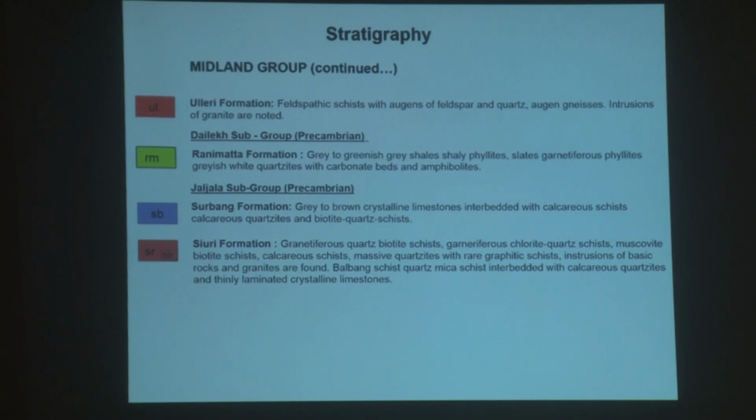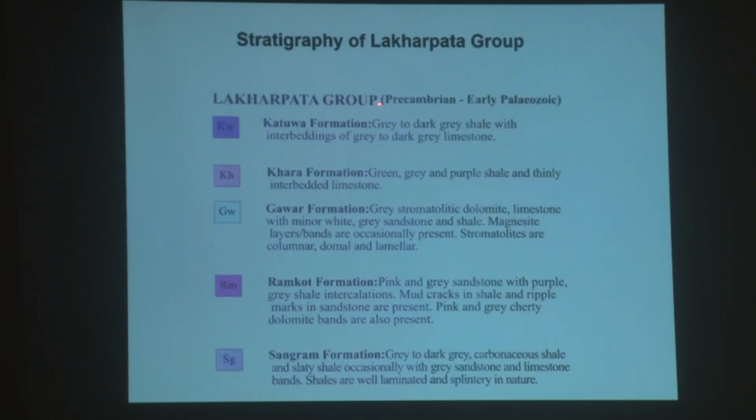Next one, please. Here we have the Lakharpada group. Again, we have another formation containing dolomite called Goa formation here, and we saw dolomite in another, as well as this Ramkot formation containing pink, grey sandstone and purple shale and many other things, and again black slates here. So we have these names alone without any interrelationship between these units, these 3, 4, 5 units, and their internal arrangement.